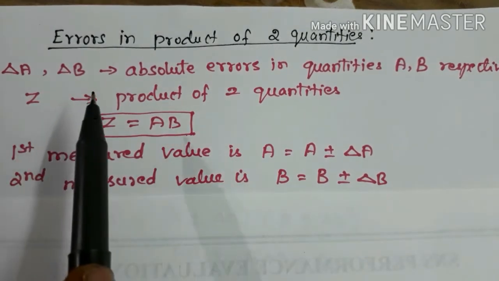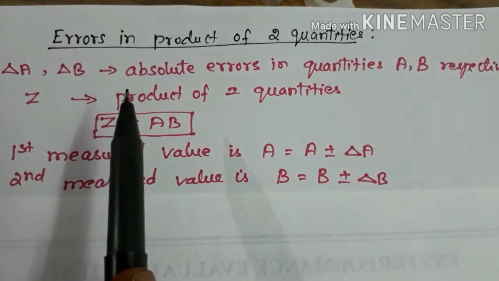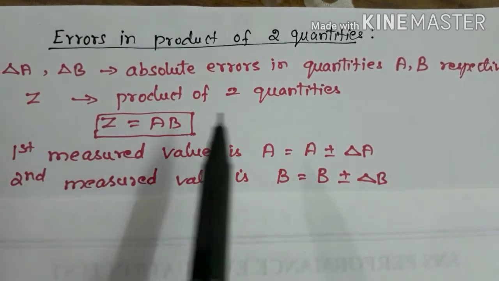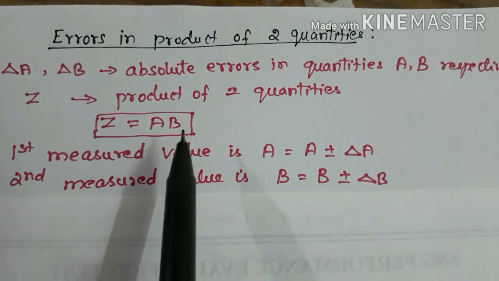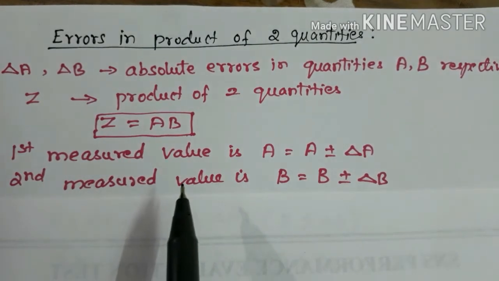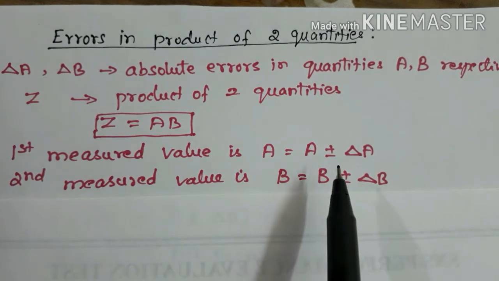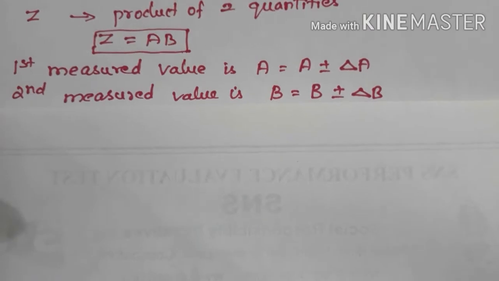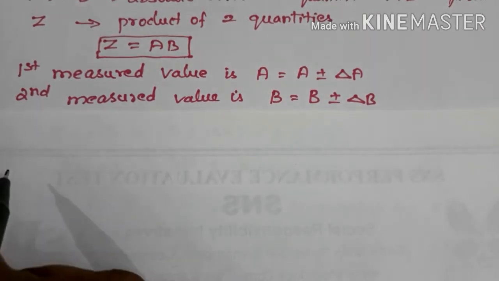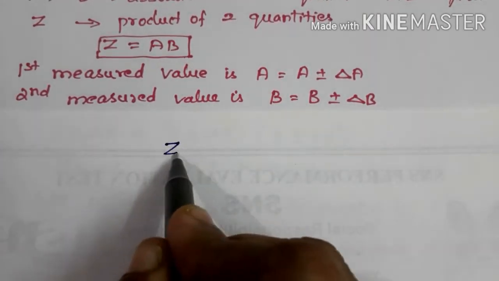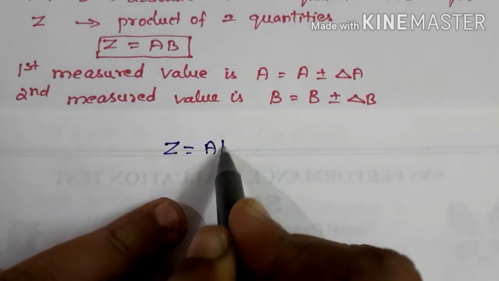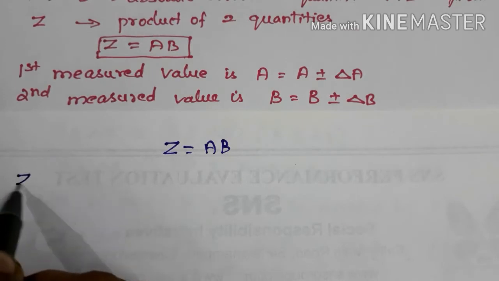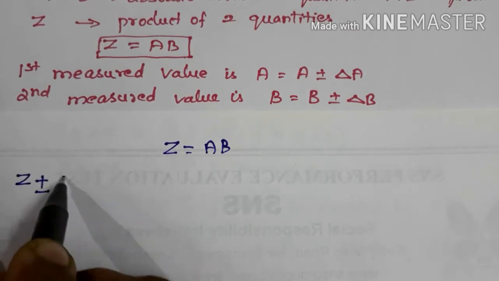Delta A and delta B are the absolute errors in quantities A and B respectively. Z is the product of two quantities. Z is equal to A into B. The first measured value is A plus or minus delta A, and the second measured value is B plus or minus delta B. So we are going to find out Z is equal to A into B. Okay, this we have to find out. For that, the result is also with error.